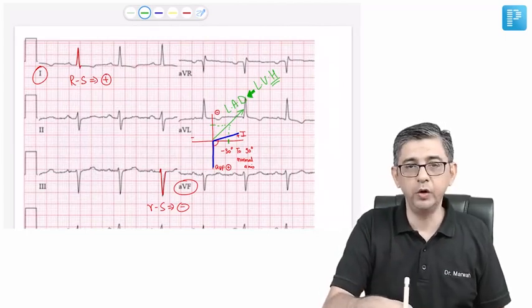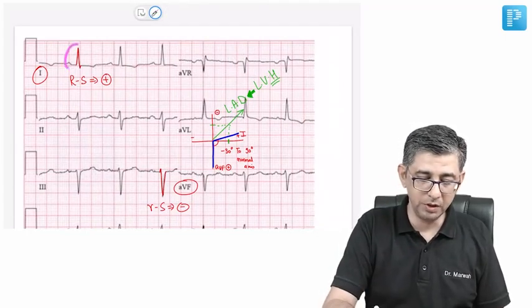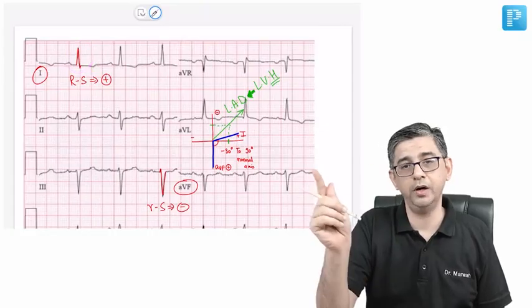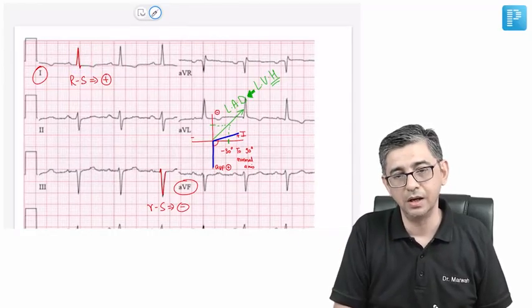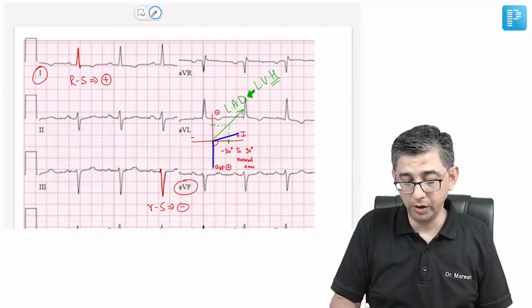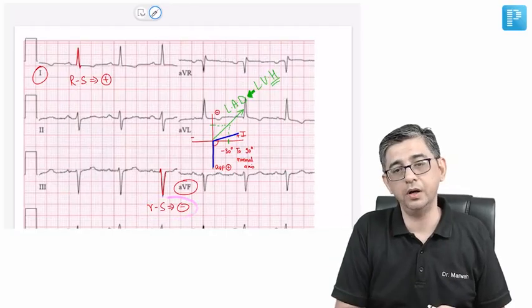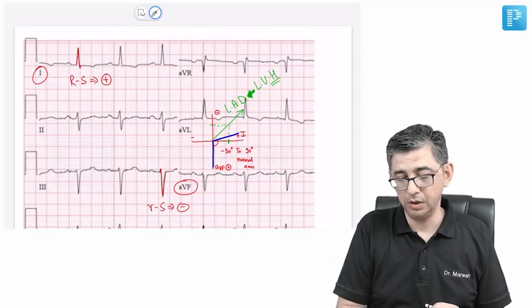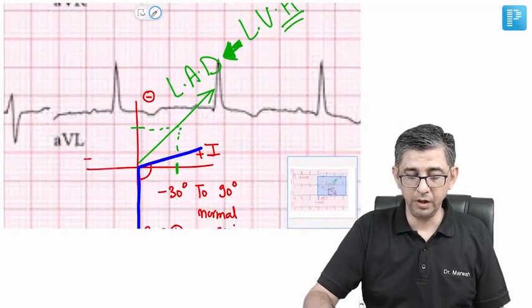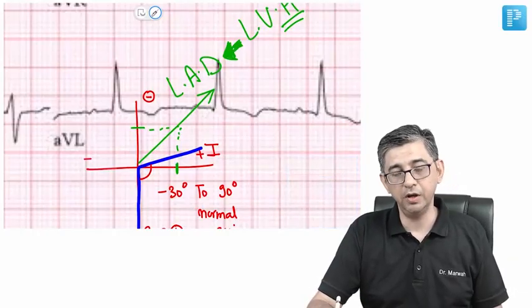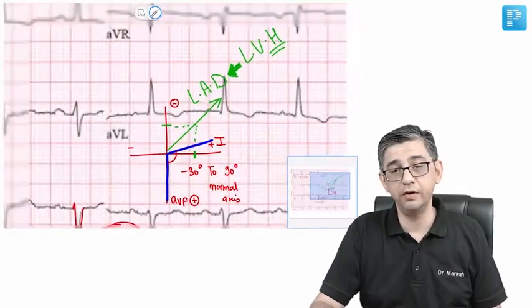R is taller, so you have to plot it on the right-hand side of the x-axis, and the AVF you have to plot to the negative side, that is superiorly. And if you just draw the green vector here, positive for lead 1 and negative for AVF, you are able to identify the left axis deviation.